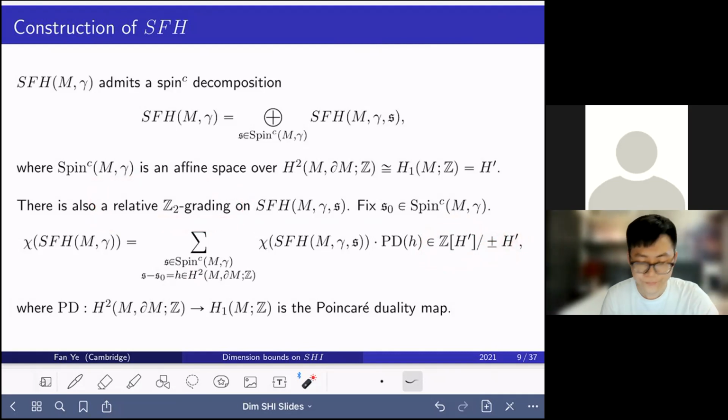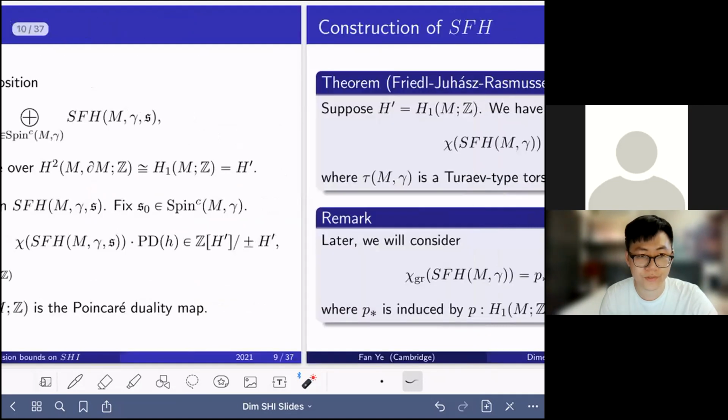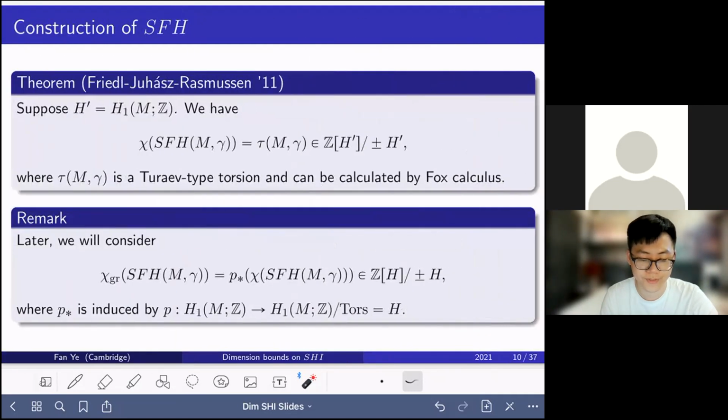Okay, so there's a good theorem for this Euler characteristic: suppose H is the homology group we mentioned before, then the Euler characteristic is the derived torsion, or a kind of derived torsion, for the sutured manifold, in this group ring modulo plus or minus H'. Here tau of (M, gamma) is the derived torsion and can be calculated by Fox calculus. Later we will just consider the image of this Euler characteristic in this group ring.